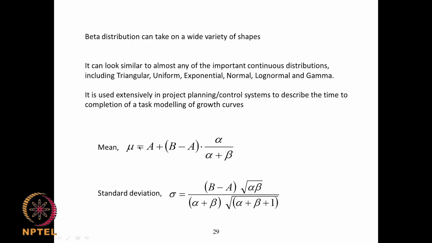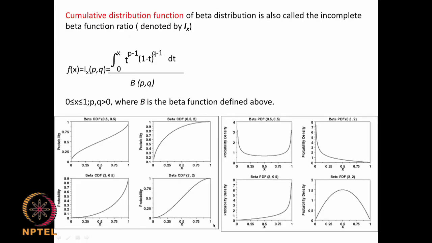The mean of this will be a plus (b minus a) times alpha by alpha plus beta. So, if a is 0, b is 1, you will get alpha divided by alpha plus beta. Your standard deviation is given like this. If b is 1, this will go away. So, your standard deviation will be square root of alpha beta divided by (alpha plus beta) times square root of alpha plus beta plus 1. Okay.